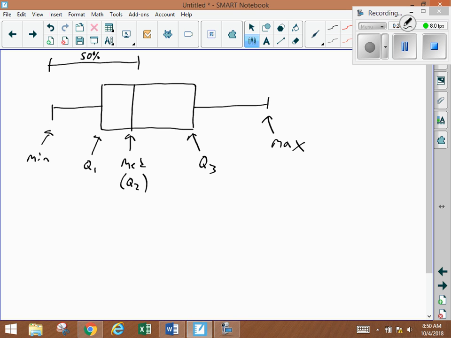From your minimum to quartile 1 is 25% of the data. And it works the same on the other side. So even though it looks like that median doesn't cut it in half, it is indeed the case that it does cut it in half.